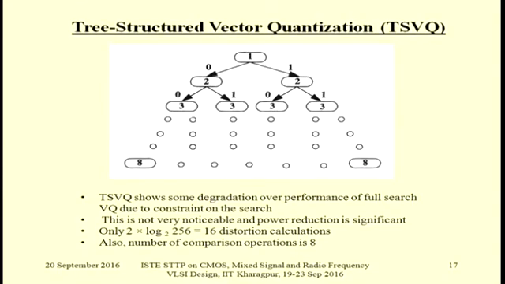In this tree structured vector quantization, of course, there is some degradation of performance. That means we cannot get the fully correct value as we get in the brute force full search. That is due to the constraint on the search. But this is not very perceptible, not very noticeable, and the power reduction is significant. That is the gain we have obtained. The power reduction is definitely very tangible, but some degradation will be there.